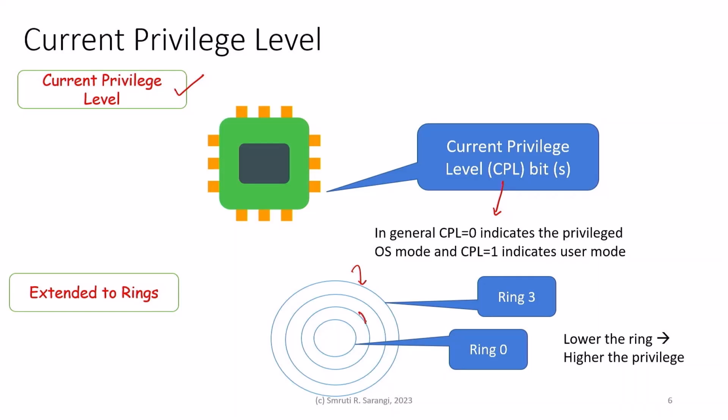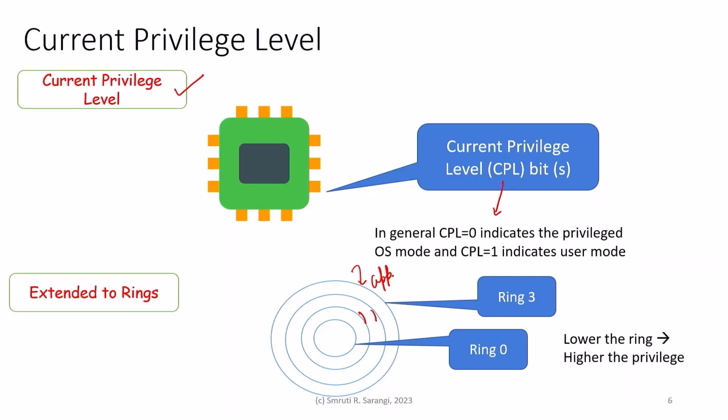And then rings 1 and 2 are basically for virtual machines. And finally, ring 3 is for the application programs, which could either be running on the operating system in a non-virtualized environment, or could be programs running on a guest operating system in a virtualized environment.